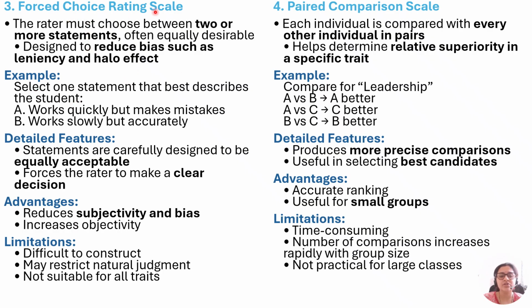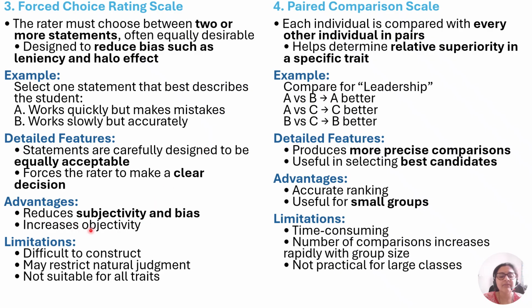So this forced choice rating will reduce that halo effect. Okay, example. Select one statement that best describes the student. A works quickly but makes mistakes. B works slowly but accurately. Both of them look the same, but the rater has to decide something from both of them. Okay, what are its features? Statements are designed to be equally acceptable. Both the statements are looking almost similar. It forces the rater to make clear decisions. Why are they made almost similar? So that the rater will clearly understand and make decisions. He will read each word very clearly and then take a proper decision.